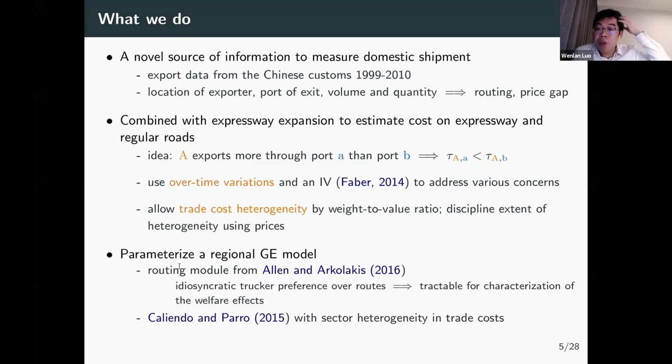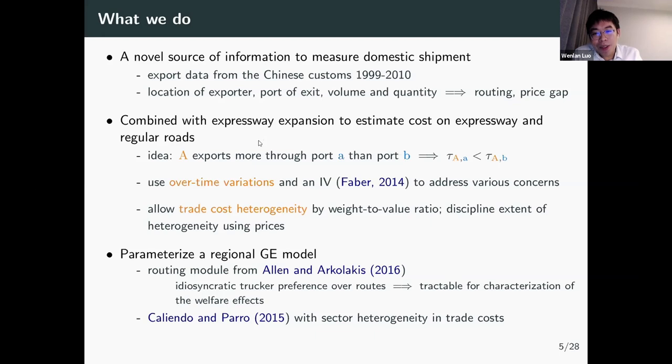So what we do here is to use very commonly accessible data. I guess everyone here has access to this data. It's basically the Chinese customs data. However, we use the novel source of information in the data, which is how an exporting firm chooses its port to trade to the rest of the world. This data, as we all know, also contains the price information for exporting. So combining all this information, we observe the routing behavior of exporting firms, and also how the price differs when they choose different ports to export.